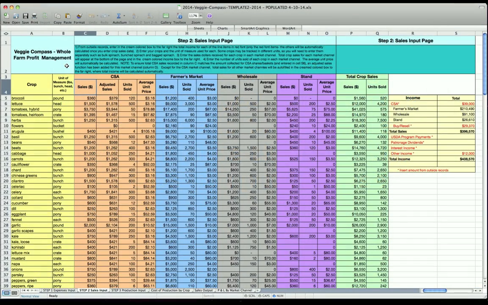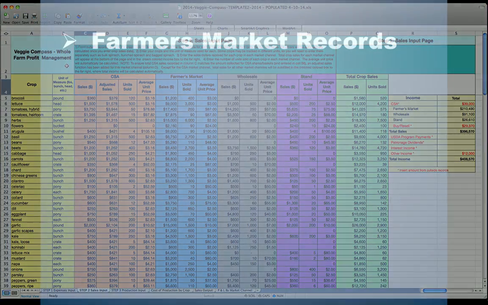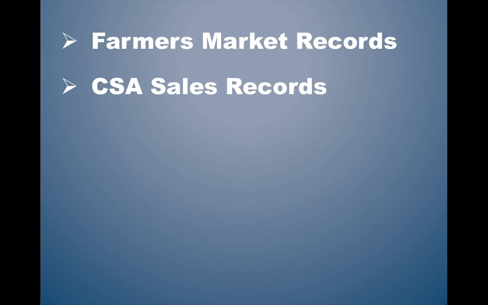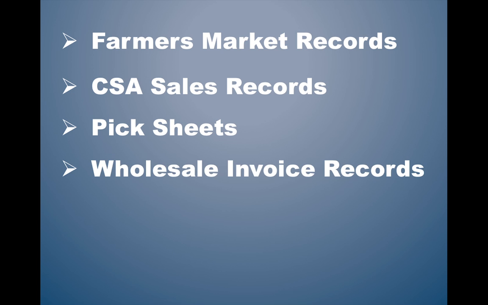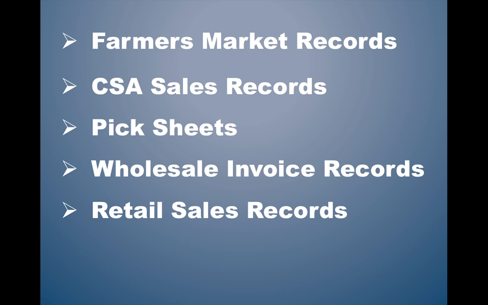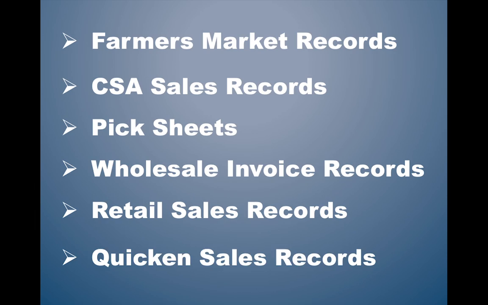It's now time to tackle the sales input page. The data that you need in front of you to work on this page might include the following: farmers markets records, your CSA sales numbers, pick sheets, wholesale invoice books, and maybe retail store sales figures, Quicken sales reports, etc.